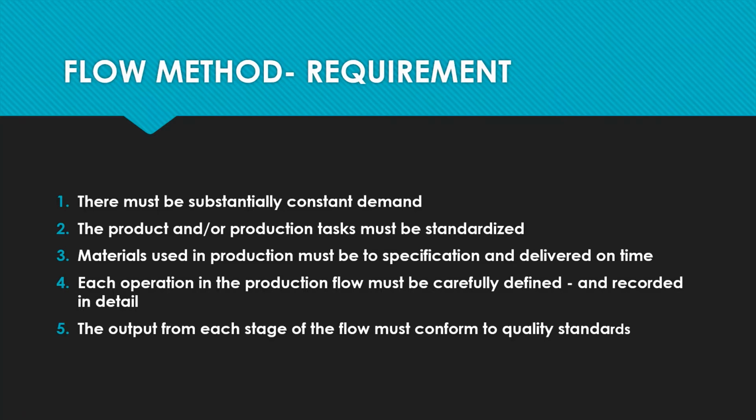Next is the material used in production; it must be specific in nature. That means specification should be there and it should be delivered on time. Next, each operation in this production flow must be carefully defined and recorded in detail. Whatever standardized product you are producing on an assembly line under the flow method, you have to record the same in detail.